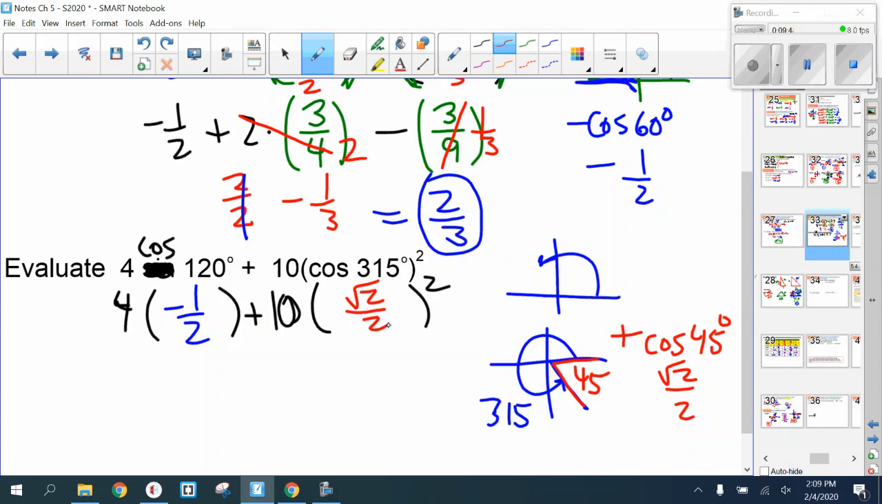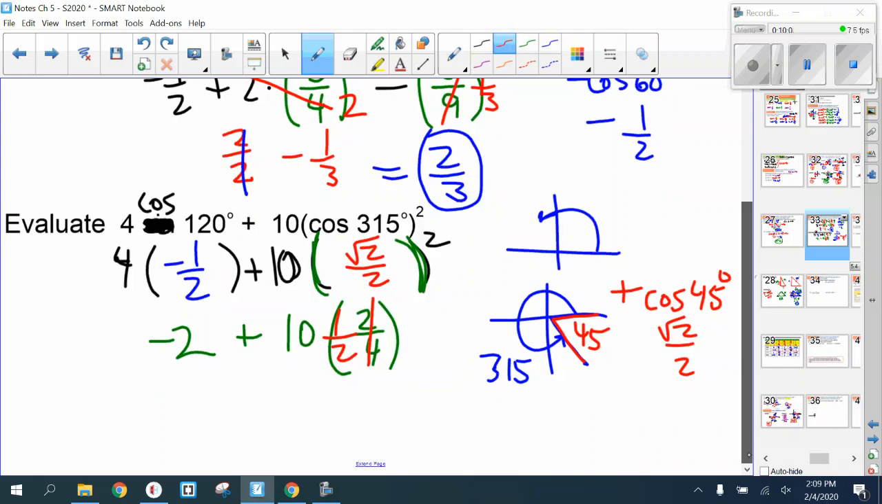At this point, it's just order of ops. I'm going to square this. Square root of 2 squared is 2, and 2 squared is 4. 4 times negative 1/2 is negative 2, plus 10 times this. That's 10 times 1/2, right? 10 times 1/2 is 5. So we have negative 2 plus 5 equals 3.